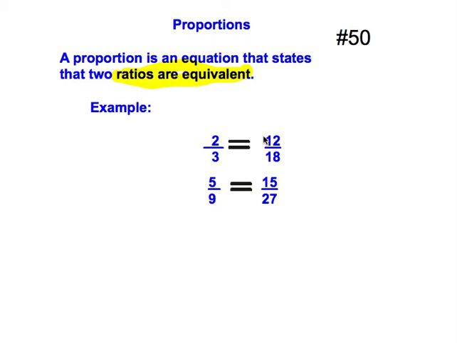2/3 equals 12 over 18. And 5/9 equals 15 over 27. And just like we learned last time, we're going to show you two different ways to determine if they are equivalent.